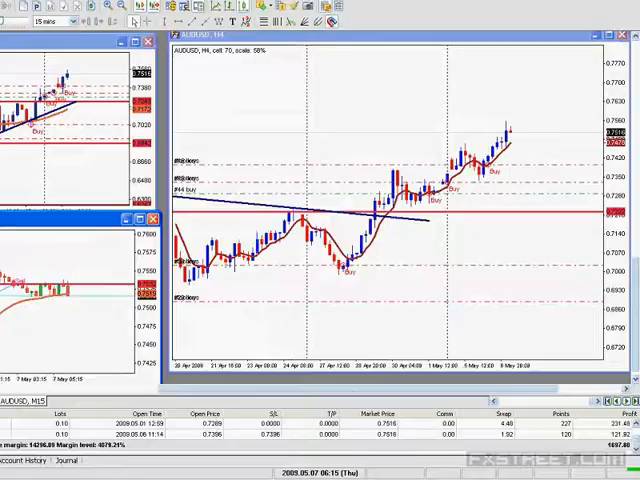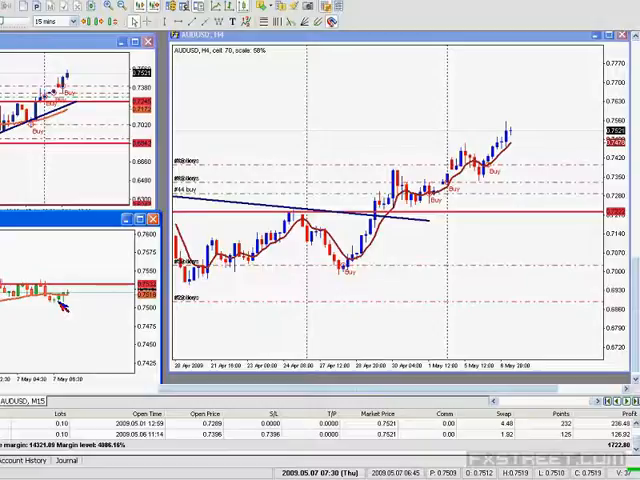Would you guys long this again right here? Because you're not entering really at a pullback, you're just sort of entering at a continuation point. The chances are it's not going to survive. Would you enter this again? Possibly. Pretty aggressive. But I think I would, yes.